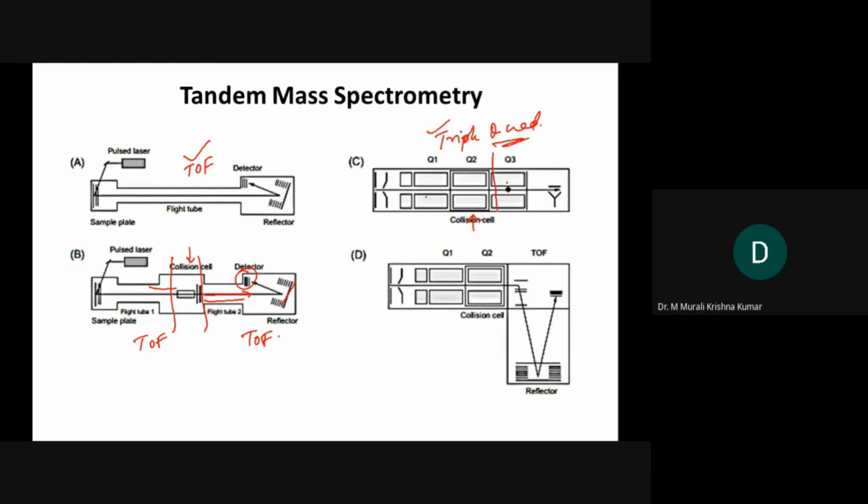The last quadrupole is removed and can be replaced by a TOF. This setup is what we call Q-TOF. This is the way time of flight mass spectrometry can segregate ions efficiently, and it also has the capability to integrate with itself or with other analyzers in order to improve applicability.